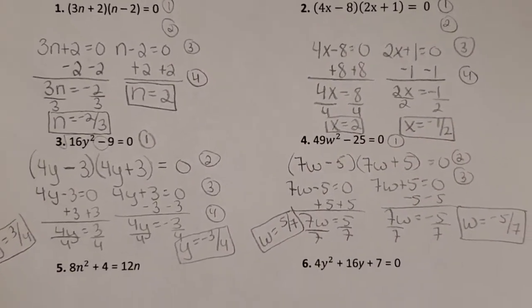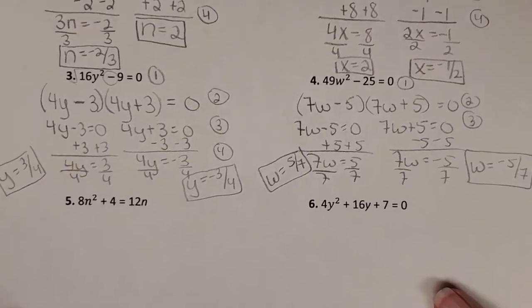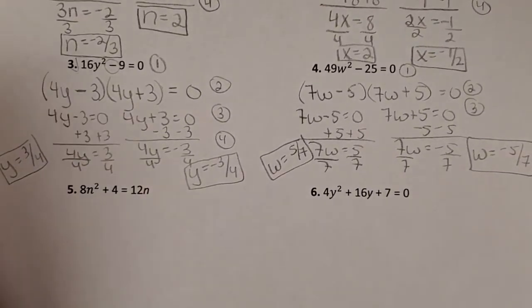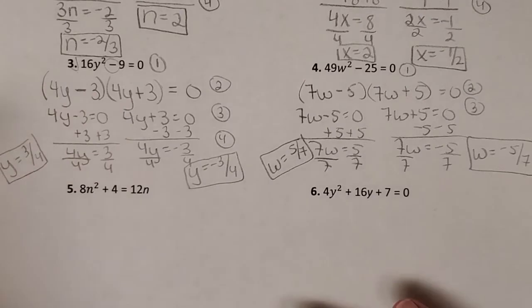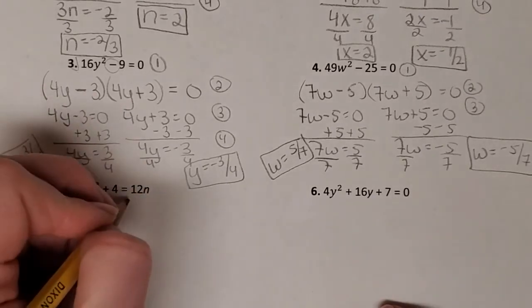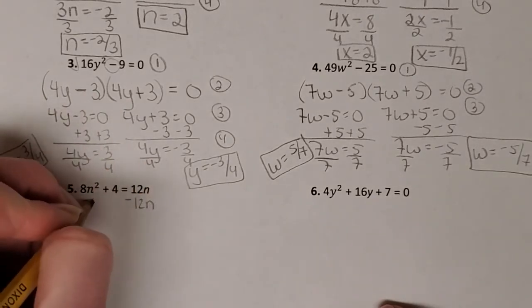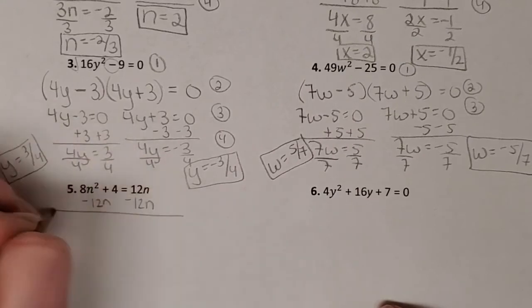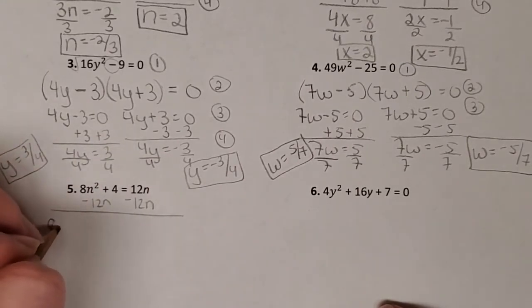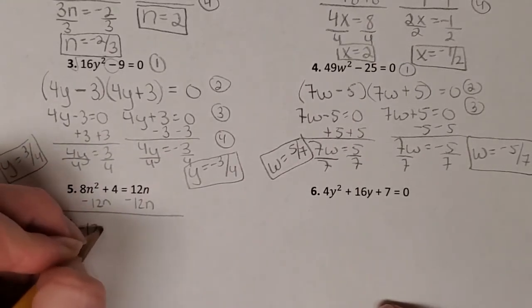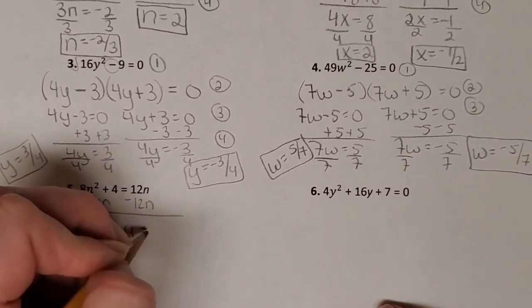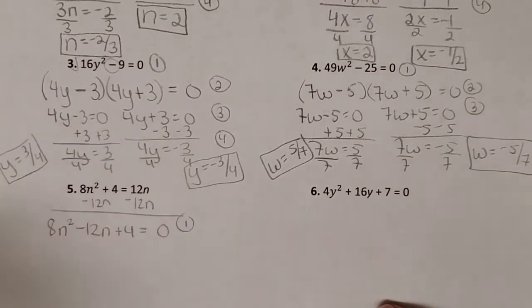So then we go to the next ones. Step 1, set equation equal to 0. This is not equal to 0 right now, so we need to minus a 12n to the other side. And we always list our terms in order, so 8n squared minus 12n plus 4 equals 0. So step 1 is now done.